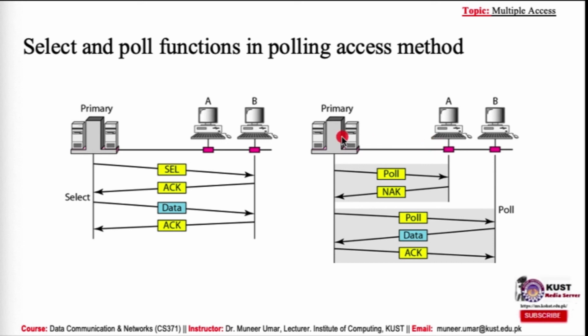So after that, the primary device again sends a poll to system B or station B, and B has something to send, so it directly sends that data to primary device. Upon reception of this data, the primary device acknowledges the successful reception of data. So this was about the polling access method.